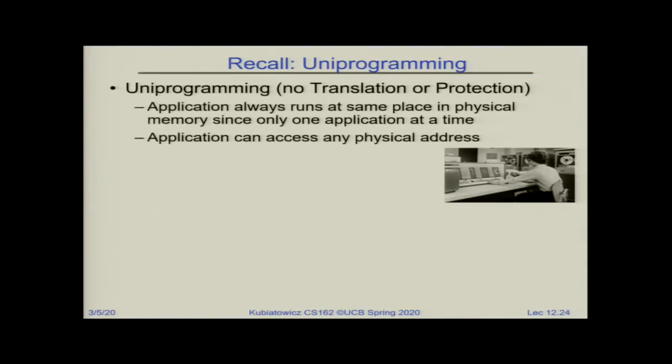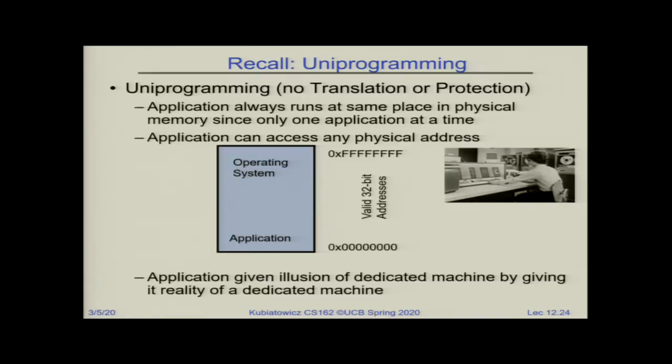Now, if we go back to the beginning of time, okay, there's a bunch of lava and no dinosaurs yet, so that's a little too far back. If we go back to the beginning of computing, we had uniprogramming, which is applications always run at the same place in physical space. There's only one application at a time, and applications can access any physical address. The application is given the illusion it's got a dedicated machine because the application has a dedicated machine, so it's not even an illusion. Okay, this is sort of prior to operating systems.